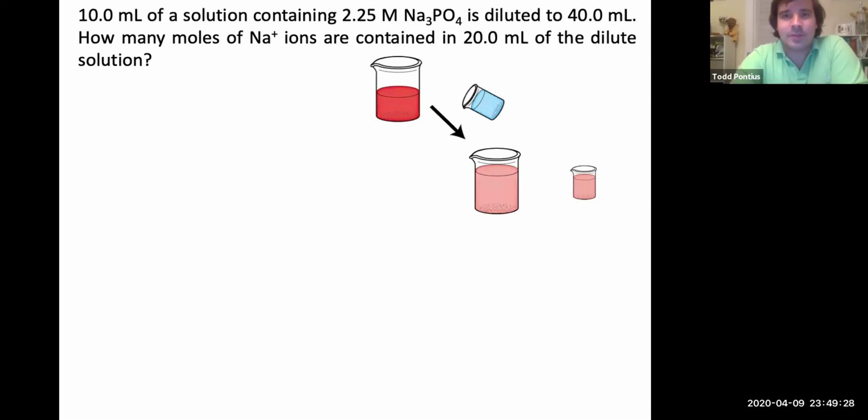All right, let's do some more problems. So here we have a 10 milliliter solution containing 2.25 molar sodium phosphate. It's diluted to 40 milliliters. We want to know how many moles of Na+ ions are in 20 milliliters of the dilute solution. So many things going on here. Pictures can be really useful. Little diagrams for figuring out what steps things take place in, and then the calculations themselves fall into place.